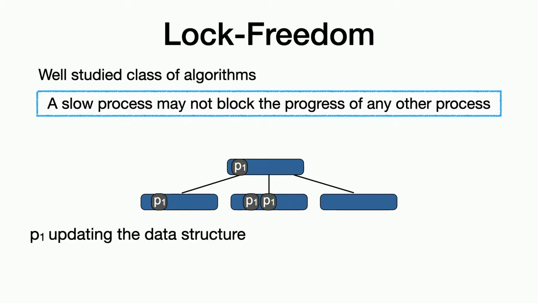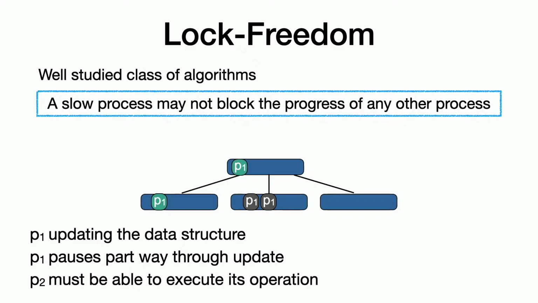So P1 wants to modify, say, these 4 locations, and it modifies 2 of them, and now stops for whatever reason. It gets swapped out by the operating system. At this point, if my algorithm is lock-free, any other process is allowed to come into the system and just start their own operation. And so any state in the middle of an operation is consistent, meaning that we know how to continue with the rest of the system from that point.